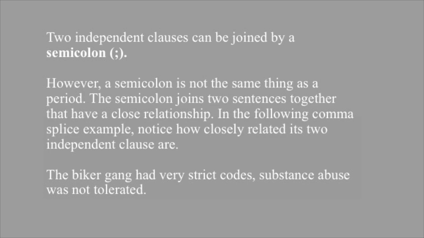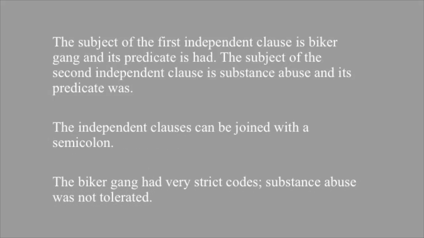In the following comma splice example, notice how closely related its two independent clauses are. The first, the biker gang had very strict codes. Comma, substance abuse was not tolerated. So there we have a comma splice. The subject of the first independent clause is biker gang, and its predicate is had. The subject of the second independent clause is substance abuse, and its predicate was.